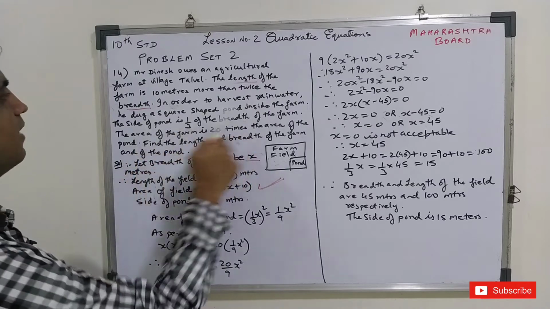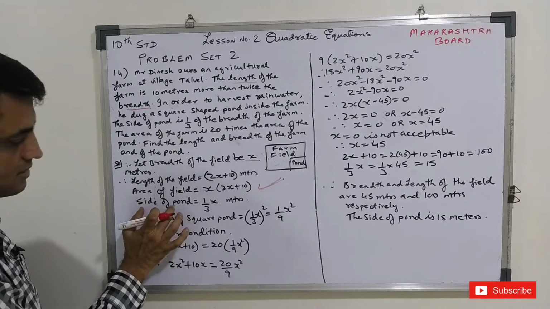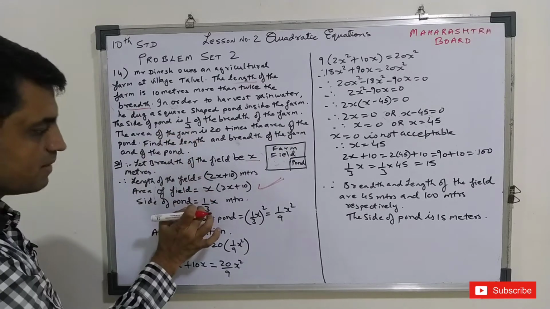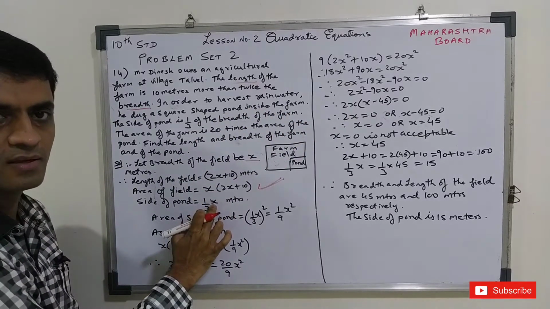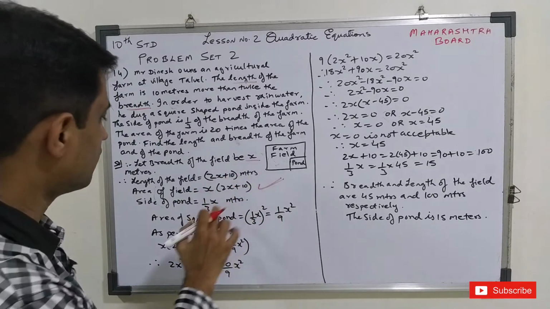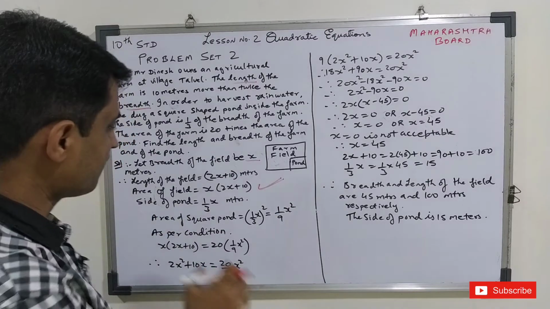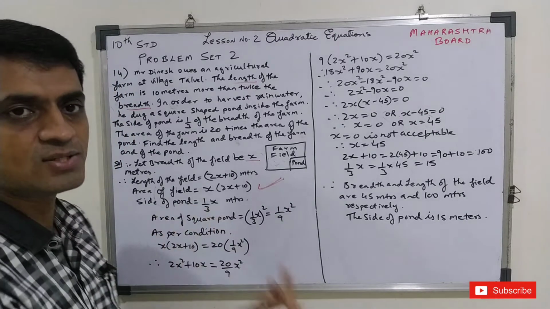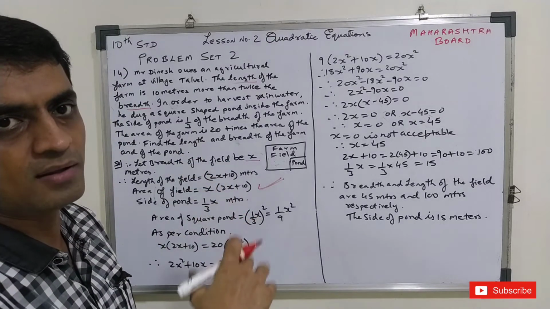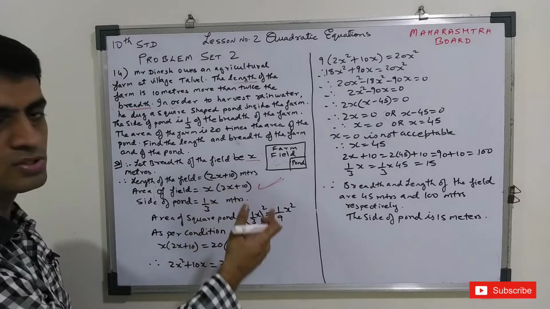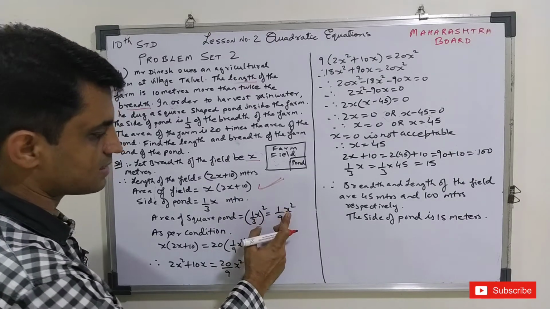Here it is given that the side of the pond is 1/3 the breadth of the farm. So the side of the pond is 1 upon 3 into x. So we got the side of the pond. But this pond is of square shape. The formula for a square is side squared. So the area will become (1 upon 3 x) the whole square, because the side is 1 upon 3x. This gives 1 squared is 1, 3 squared is 9, x squared is x squared.